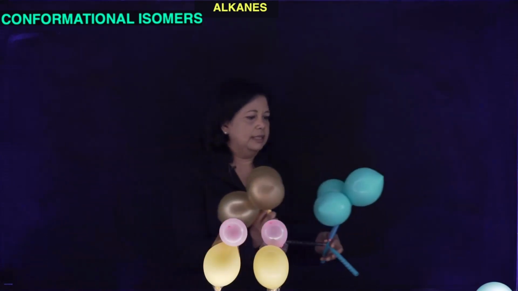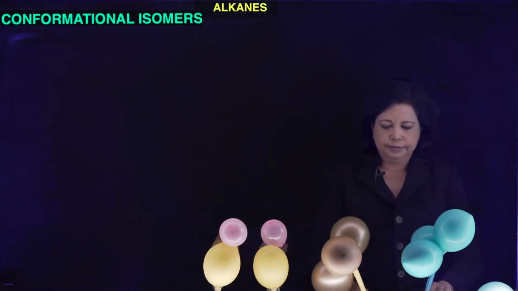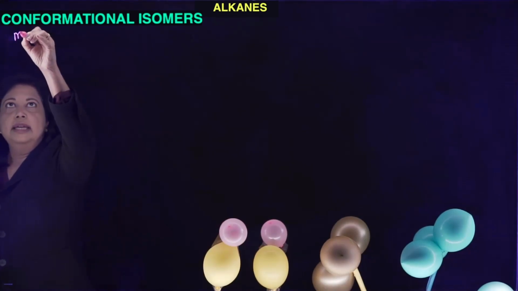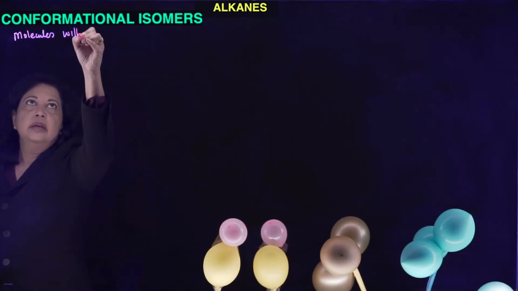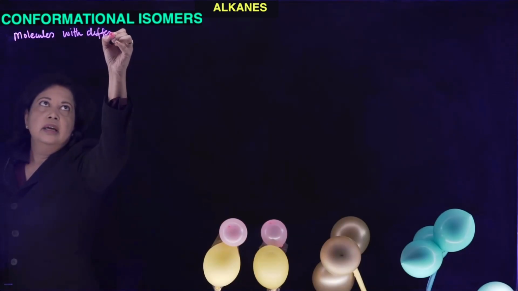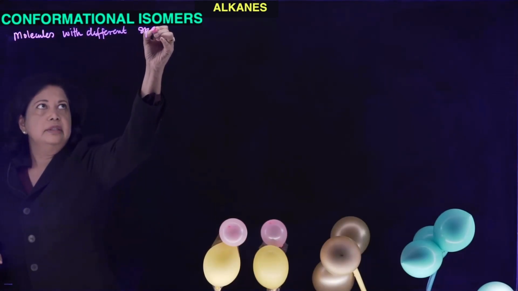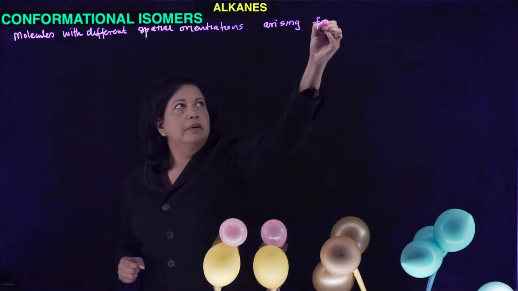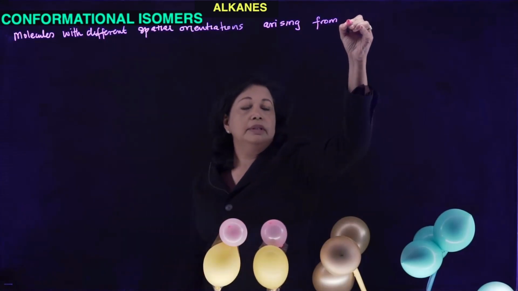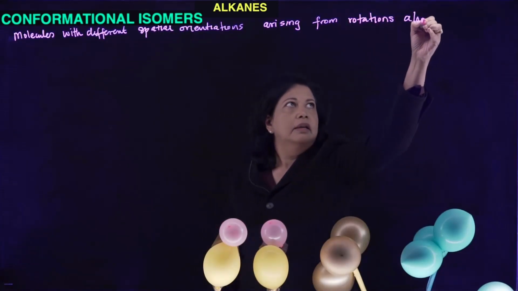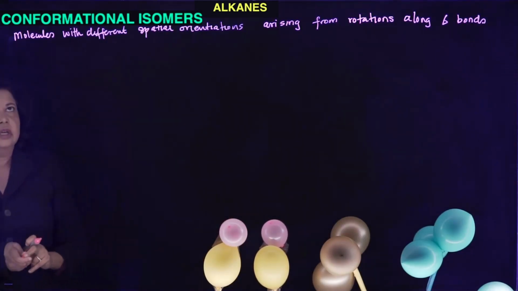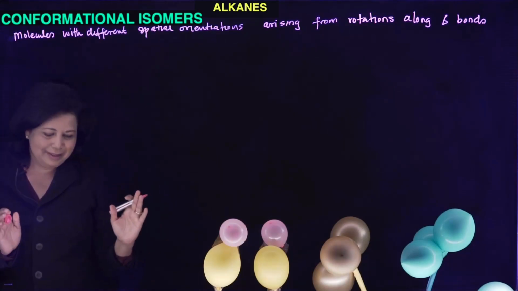So that's pretty much the definition of what conformational isomers are. So it just means molecules with different spatial orientations arising from rotations, I would say rapid rotations, along sigma bonds. And those are called conformational isomers.